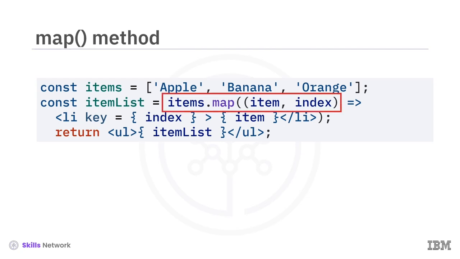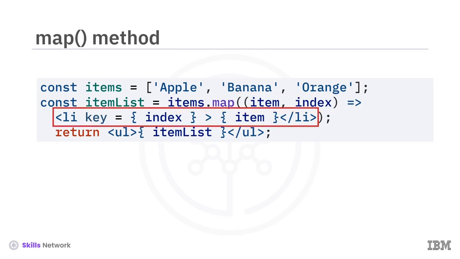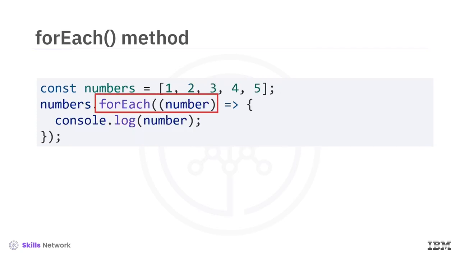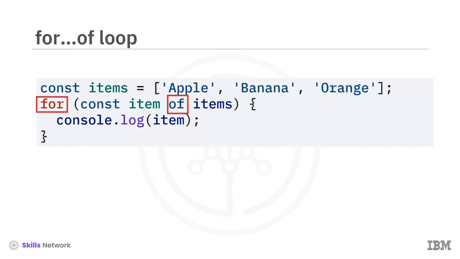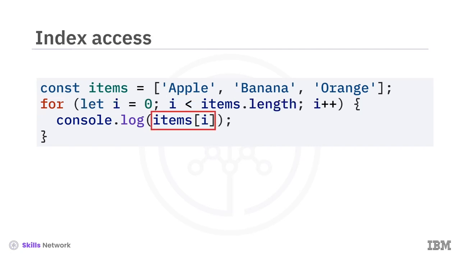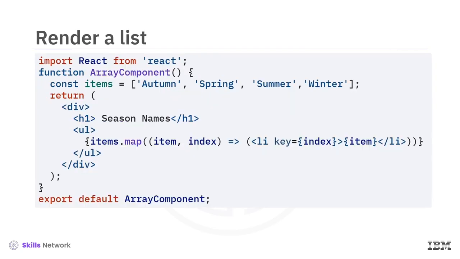The map method is commonly used to iterate over each element of an array and return a new array of React elements, as shown. The forEach method iterates over each element of an array and executes a callback function as shown. You can use the for...of loop to iterate over the elements of an array as shown. You can access elements of an array using their indexes, as shown. You can render a list of items by mapping over an array and returning a JSX element for each item.